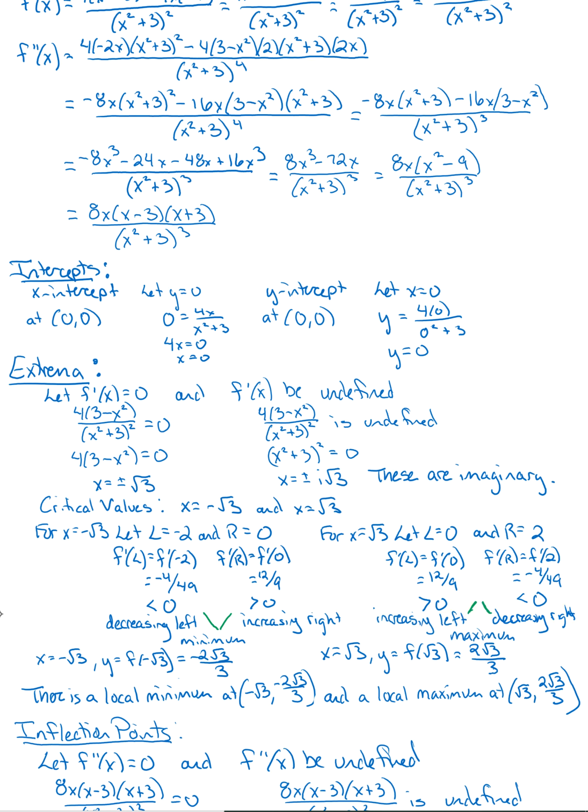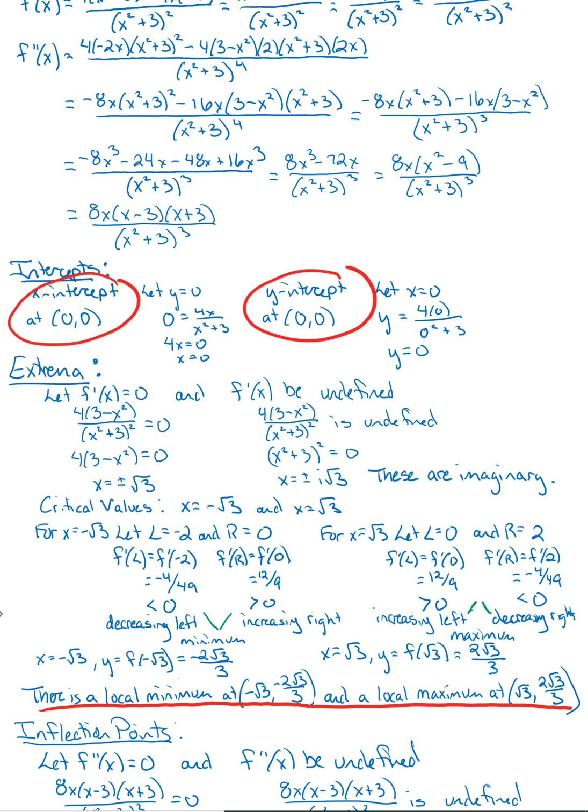Again, we were talking about the x value of square root of 3. So calculate the y value. Again, notice that I am calculating the y value using f, not f prime. And that gives us the y value that goes along with our x value. So moral of the story, along with our two intercepts, we now have that there is a local minimum at negative square root of 3, comma, negative 2 square root of 3 over 3, and a local maximum at square root of 3, comma, 2 square root of 3 over 3.